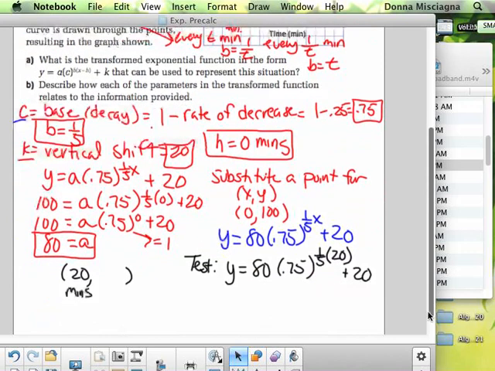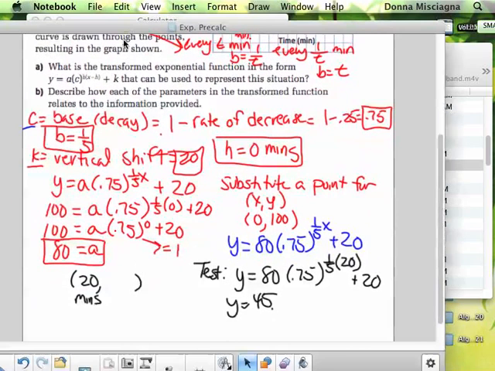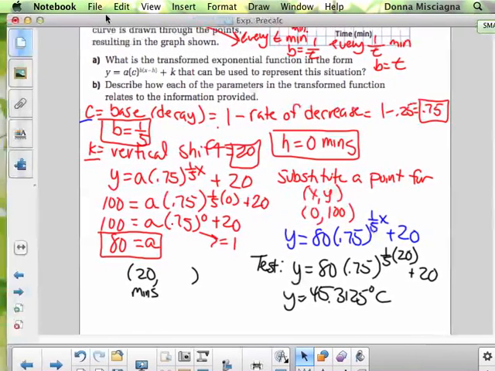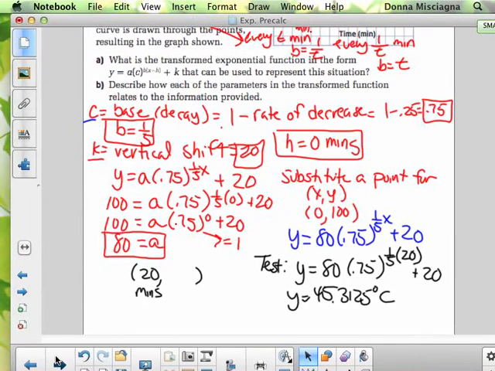So I feel pretty confident because we got y equals 45, about halfway, and a teensy-weensy bit closer, point something degrees, 0.3125. And that seems to fit our graph. Let's go through B here, which is our parameters, and what each of them means.